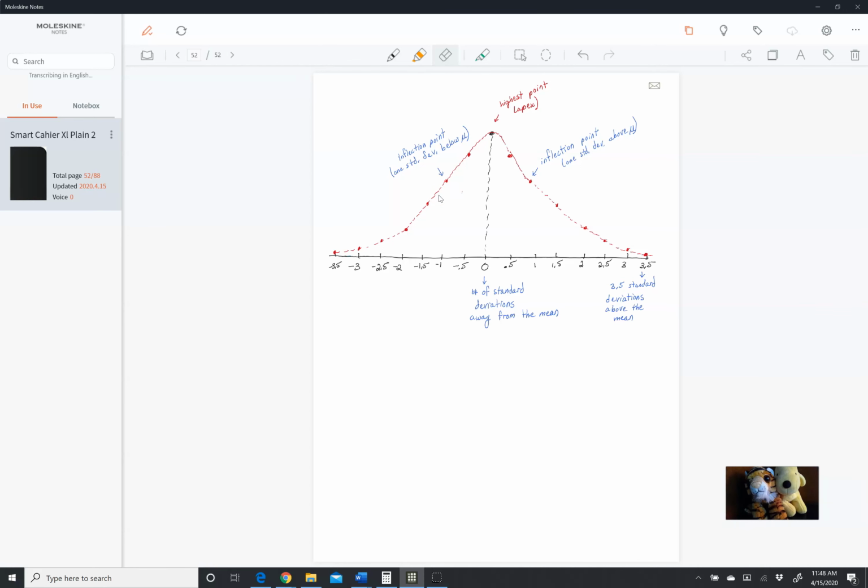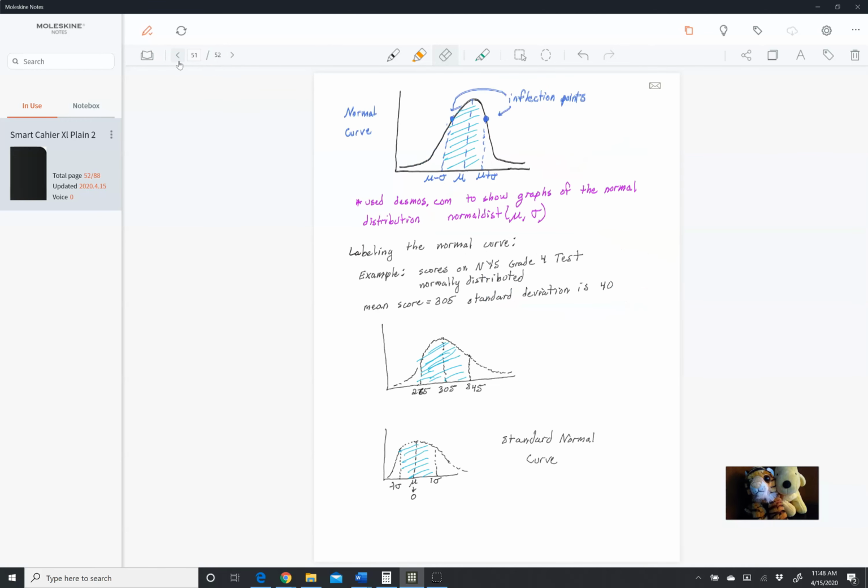But there's a certain percent, right? The closer you are to the mean, the more likely, the more people there are. So let's go back to this one for a second. The greatest number of people are scoring between a 265 and a 345. Okay, that's where the greatest number of people is. They're in that particular range.